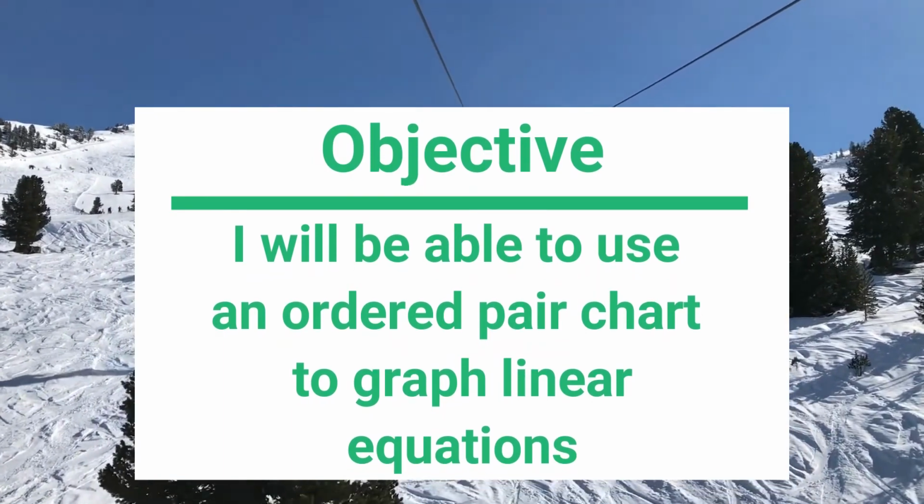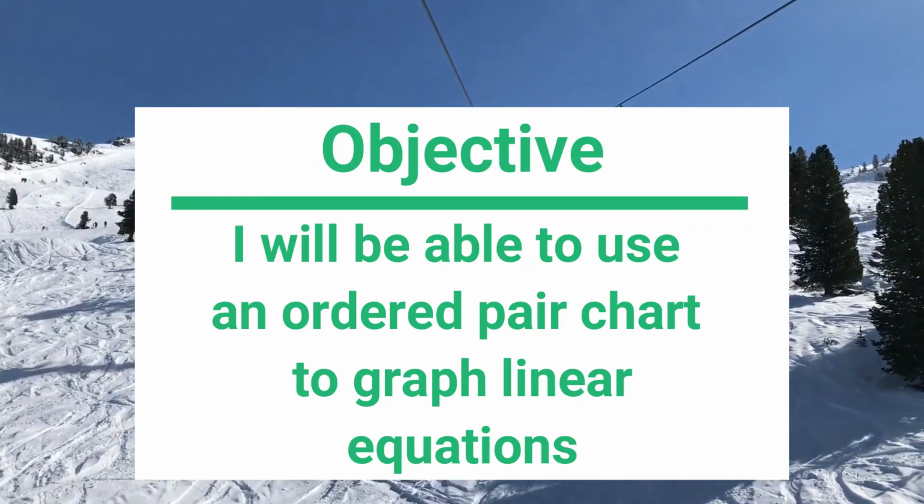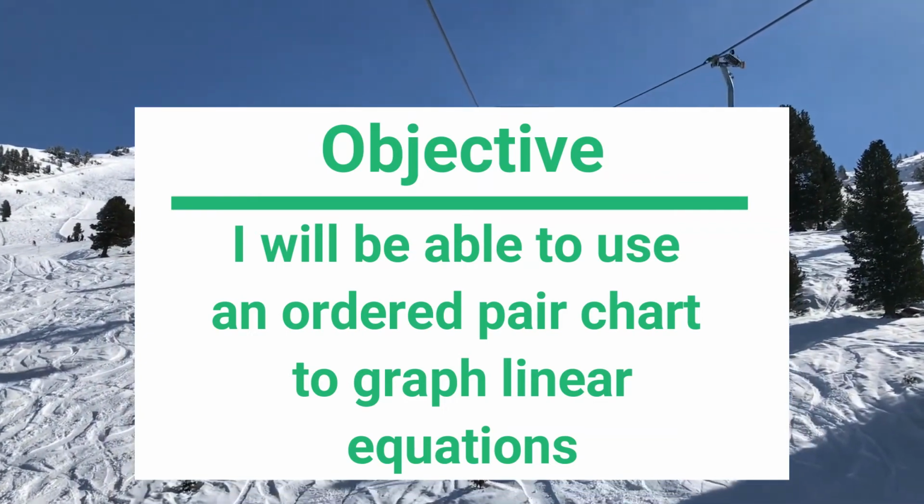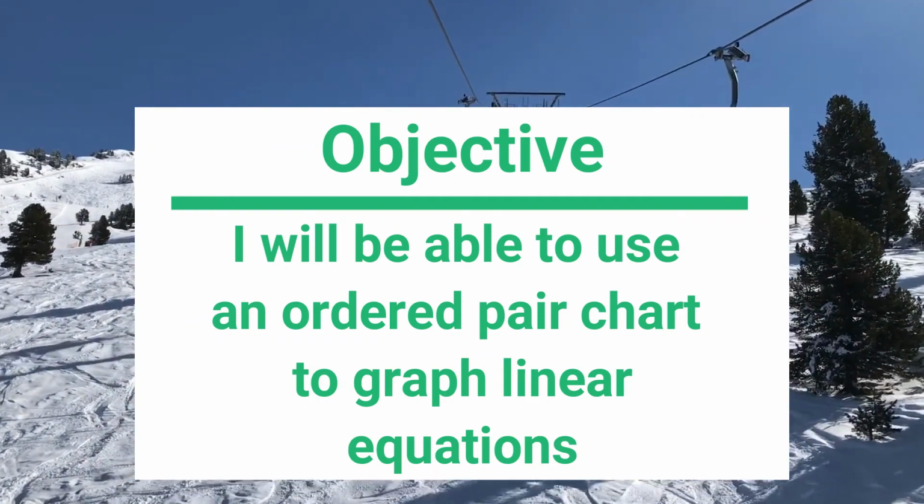This has kind of thrown us back to our ratio playlist, which makes sense because we know slope is the ratio between rise over run. And so we're going to be graphing using an ordered pair chart today, just like we did with ratios.